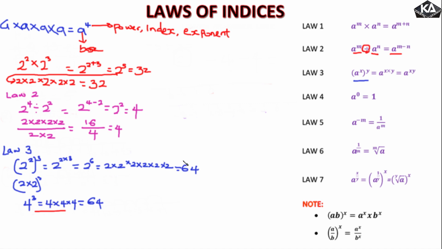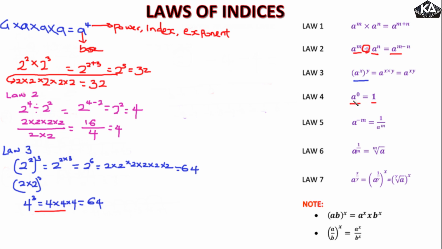Now, let's go to the fourth law of indices. The fourth law of indices says when you have a raised to power 0, it is equal to 1. This is also known as the zero index. Now, this is not only applicable to a. The reason why I used a all through is because I just picked that a as a value, standing in for other values.